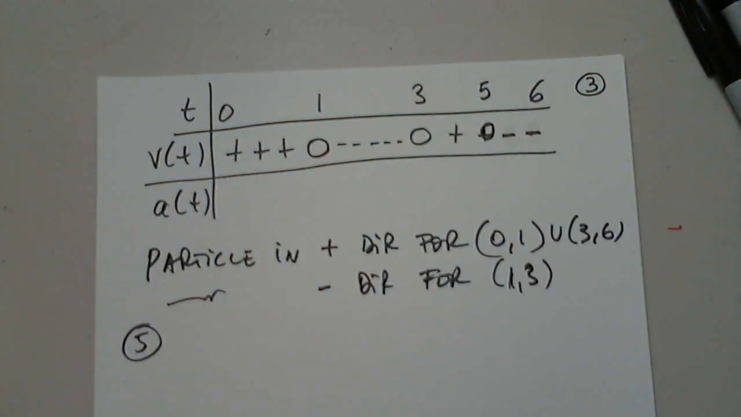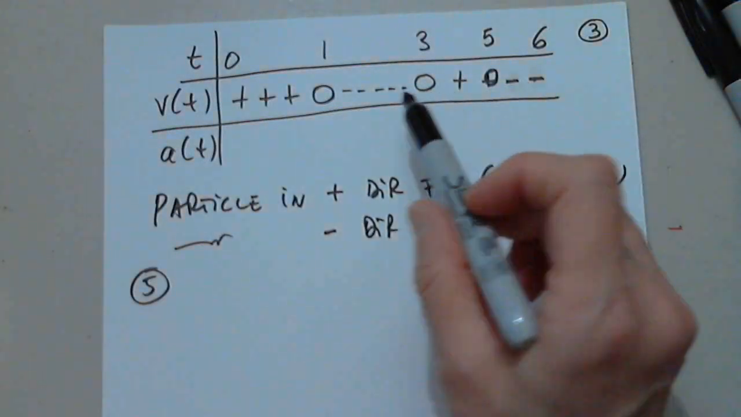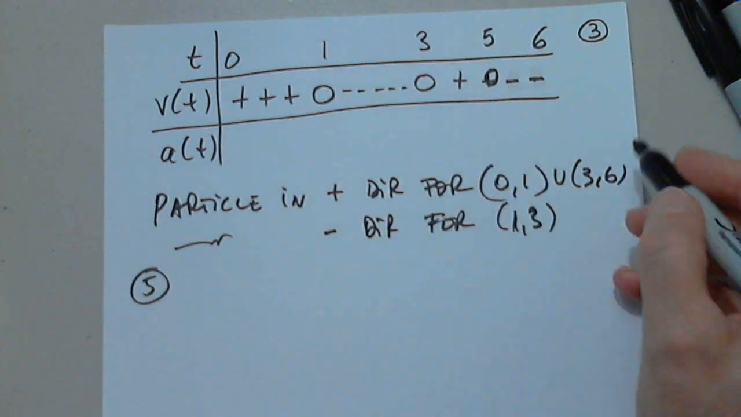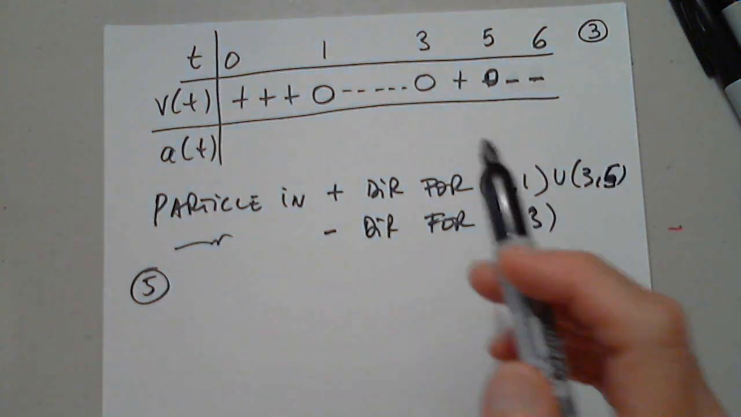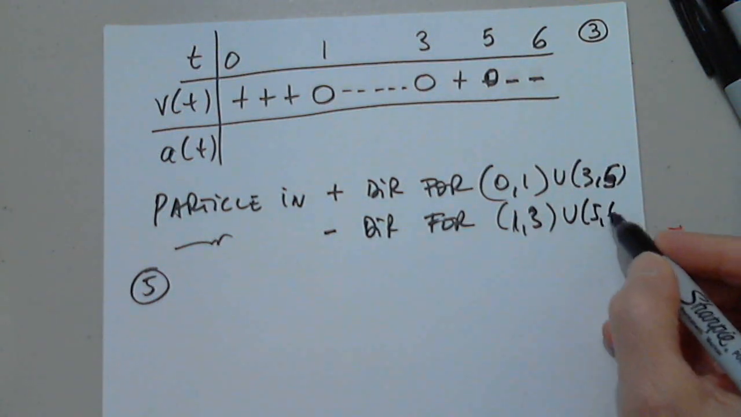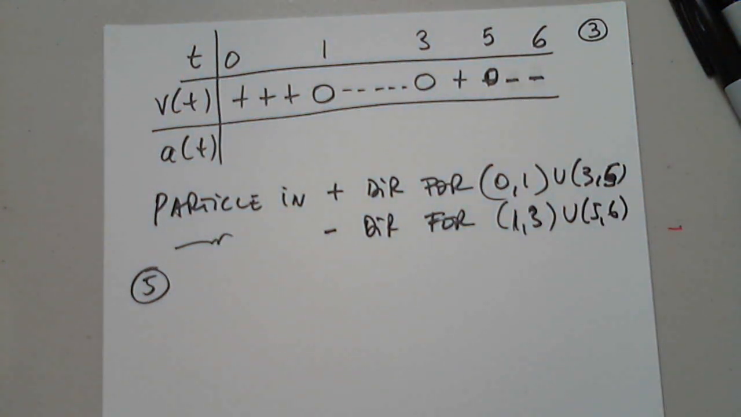Good, awesome. So then we have in the positive direction between 0 and 1 and 3 and 5, and negative direction between 1 and 3, union 5 to 6. All intervals must be open. Do not try brackets, please, because it's about tendency. It's not about value. Very good, awesome.